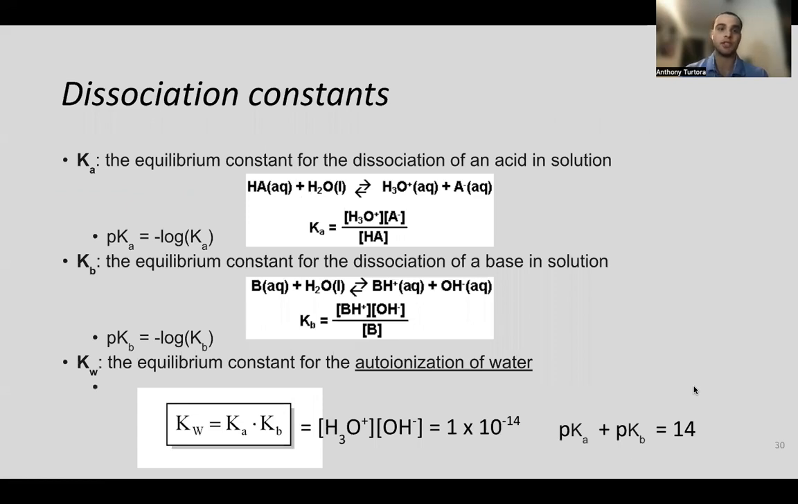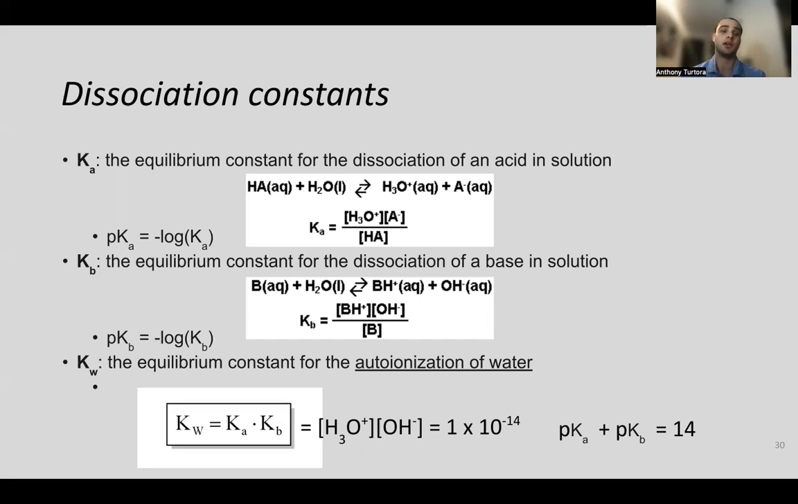All right, so the dissociation constants specifically, we have Ka, Kb, and we also have Kw, which is the equilibrium constant for the autoionization of water. So now looking at Ka specifically, Ka or Kb is telling us how much an acid or base dissociates or ionizes in water. The larger the Ka value is going to mean a stronger acid.